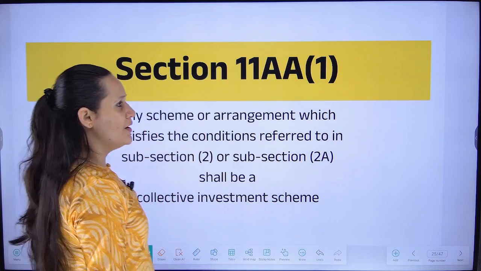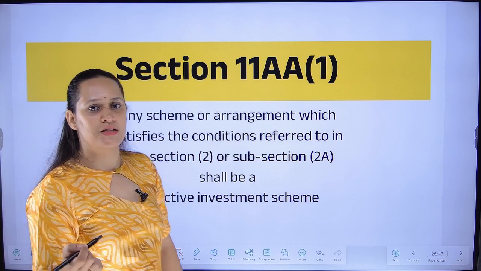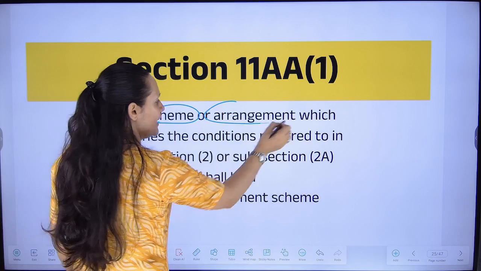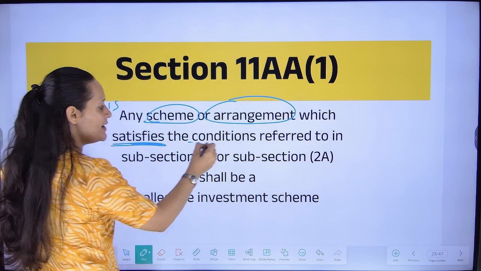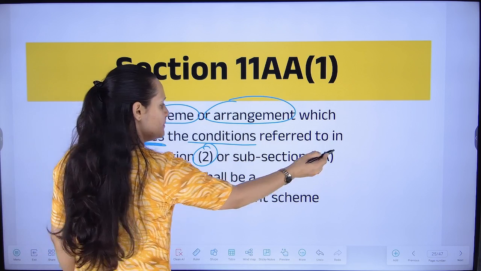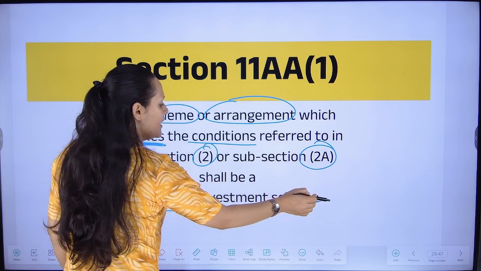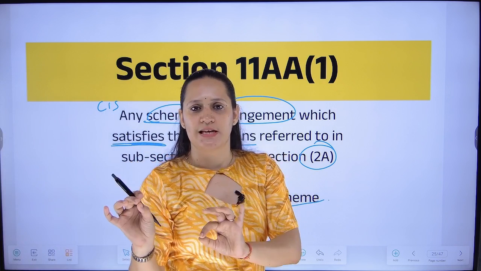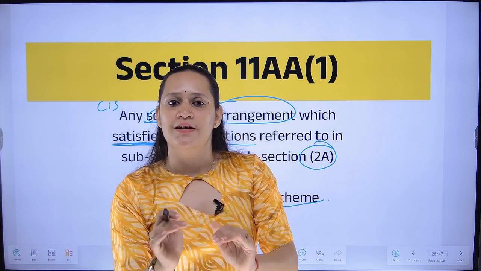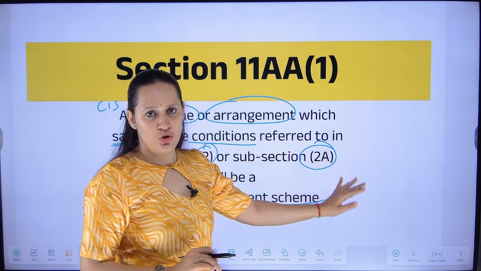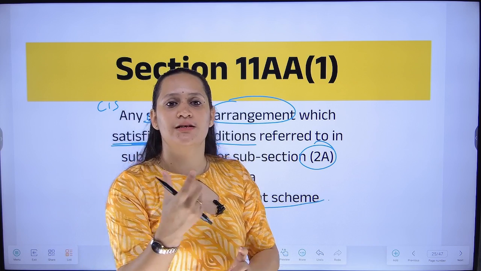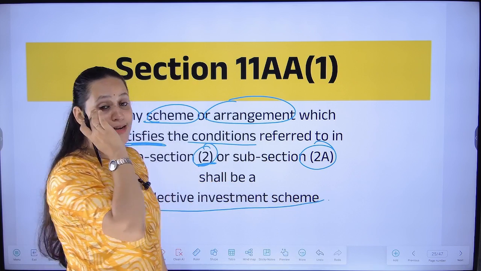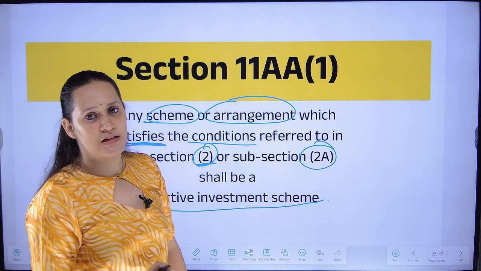First, let's see subsection 1, which gives you the definition of a collective investment scheme. It says that a CIS is any scheme or any arrangement which satisfies the conditions laid down under subsection 2 and subsection 2A, and it is going to be called a collective investment scheme. So according to the law, a collective investment scheme is any scheme which fulfills the conditions laid down under subsection 2 and subsection 2A. Now if we want to identify whether a particular scheme is a collective investment scheme or not, we should see whether the eligibility criteria given under section 2 and 2A are satisfied or not.